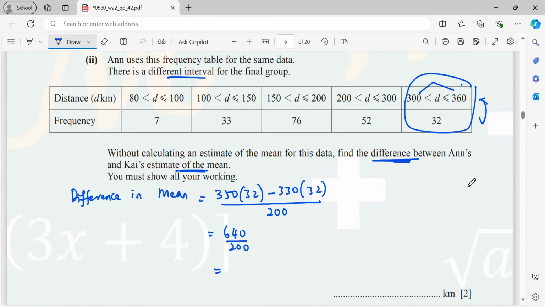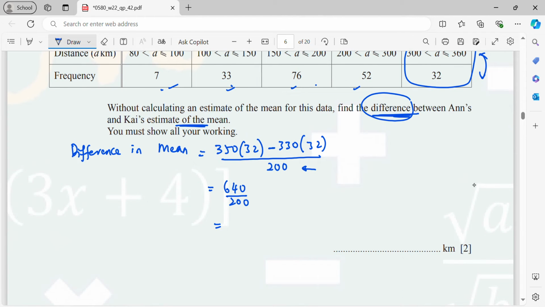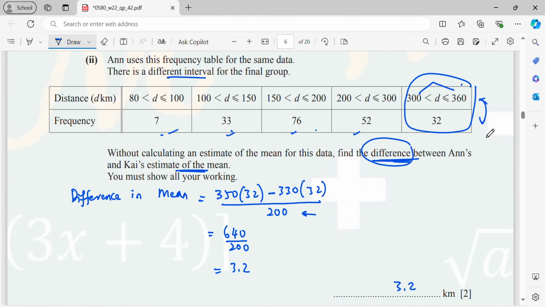Because we are finding the difference, difference means minus, so all the previous terms you minus, you'll get 0. And here we still divide by 200 because we have ignored all the previous calculations, but the total F remains 200. Therefore, this is going to be 3.2. So the difference is basically 3.2 kilometers if you change the last group interval.